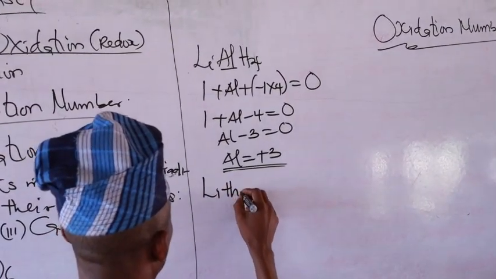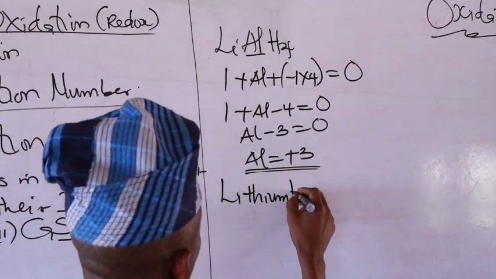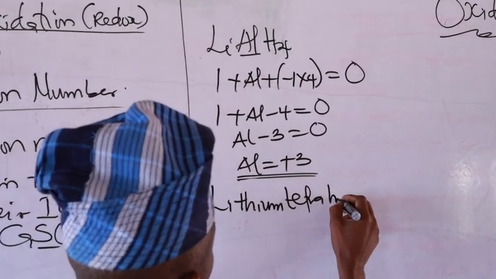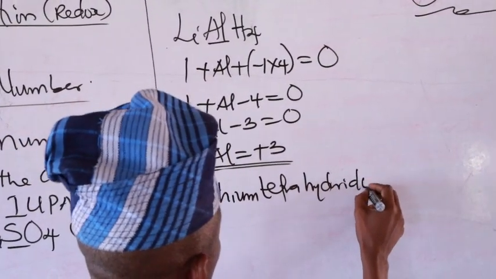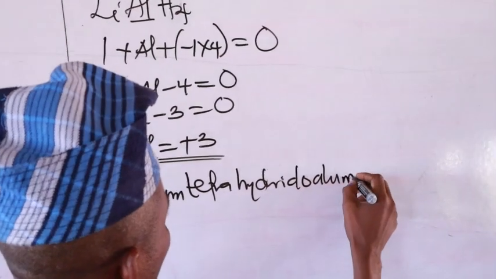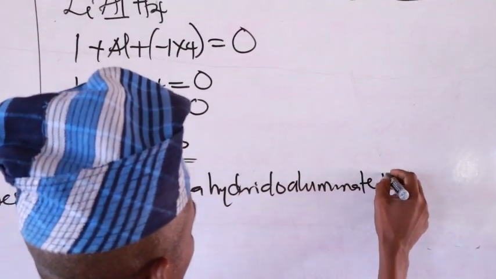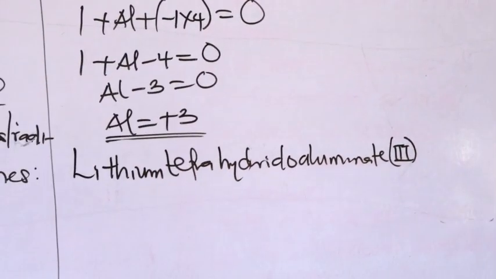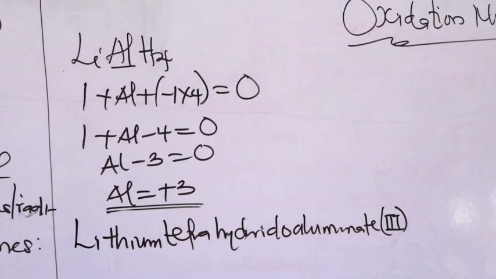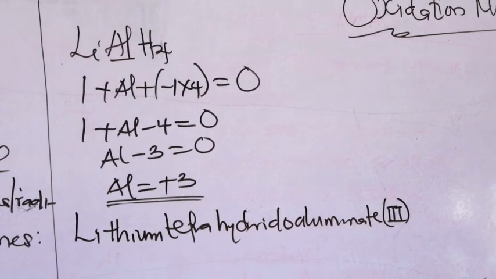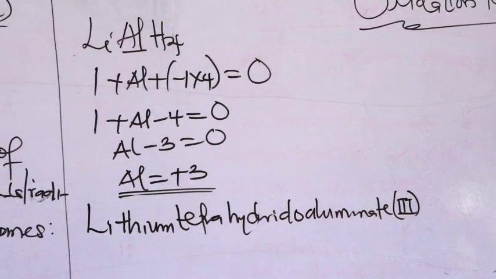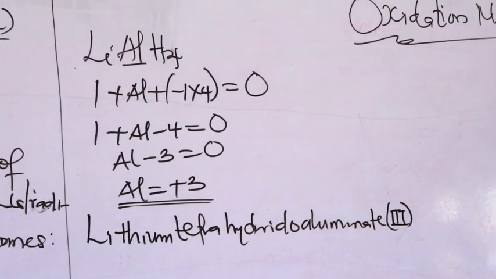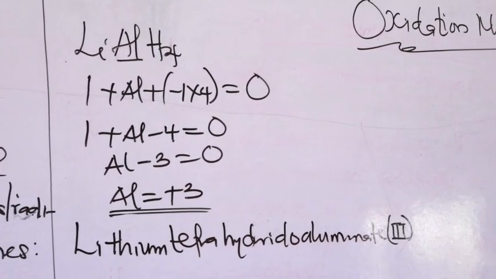Lithium tetrahydridoaluminate, 3. You can see the importance of the oxidation number. If we don't know the oxidation number of aluminium, it will be difficult for us to name the compound.